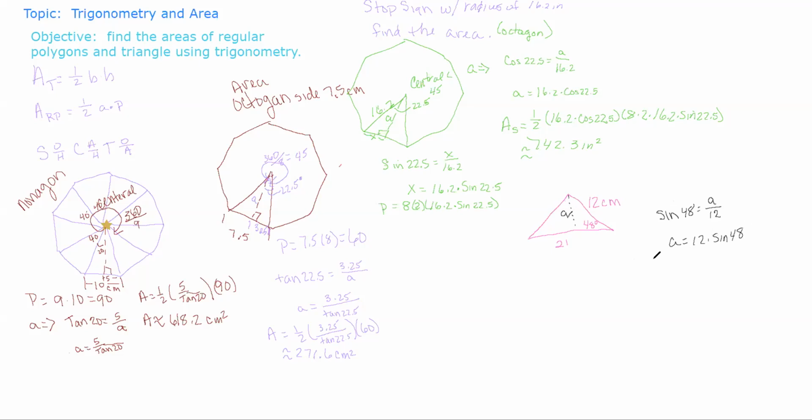And then I'm going to find the area, that's equal to 1/2 the base, which is 21, times the height or the altitude, which is 12 times the sine of 48. When I put all that into my calculator, that is approximately 93.6 centimeters squared.